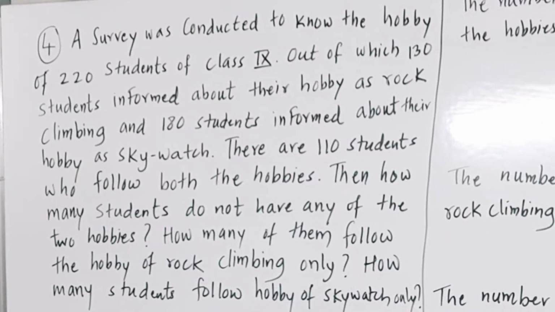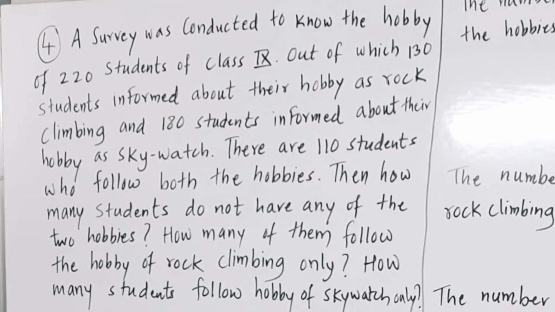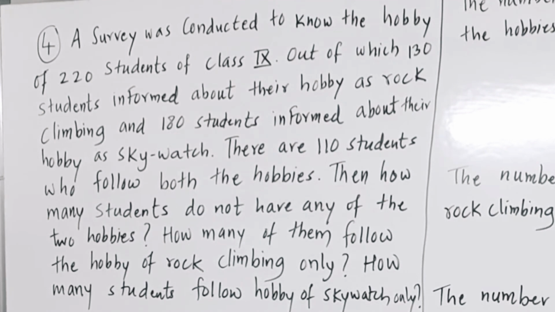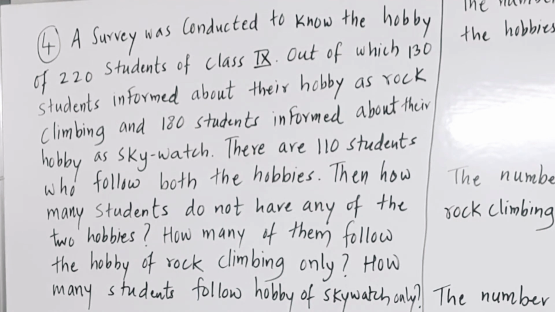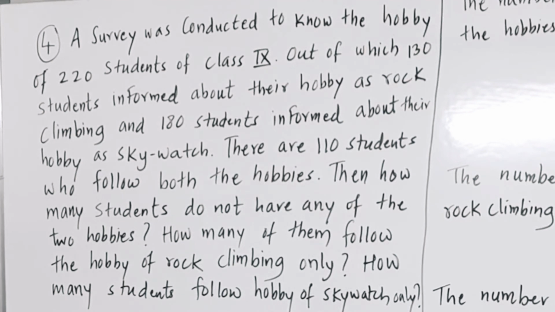For the fourth example, a survey was conducted to know the hobbies of 220 students of class 9, out of which 130 students informed about their hobby as rock climbing, 180 students informed about their hobby as skywatch. There are 110 students who follow both the hobbies. Then how many students do not have any of the two hobbies? Then how many of them follow the hobby of rock climbing only? And how many students follow the hobby of skywatch only?